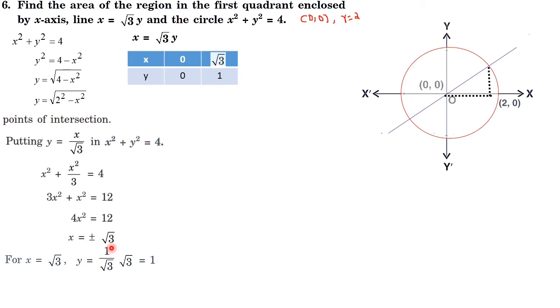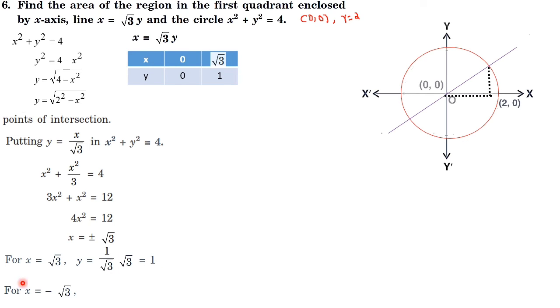That means y is equal to 1 by root 3 into root 3. Here you can see x by root 3, with x being plus root 3 substituted. So root 3 cancels, and finally we are getting 1.